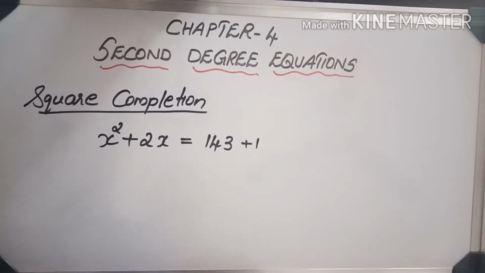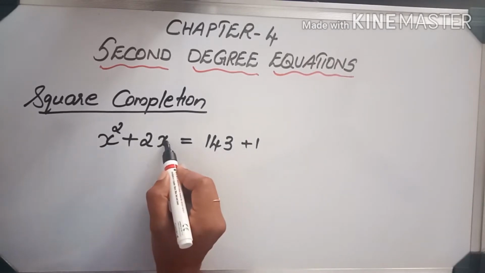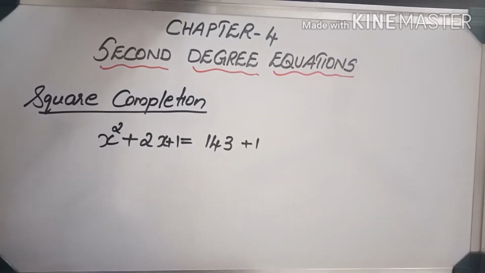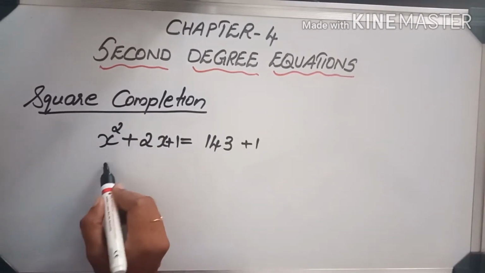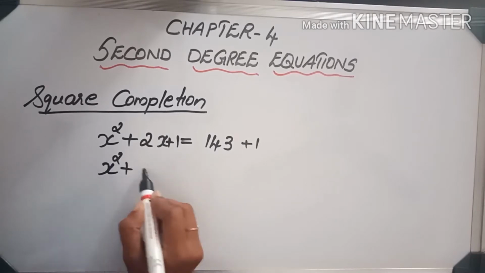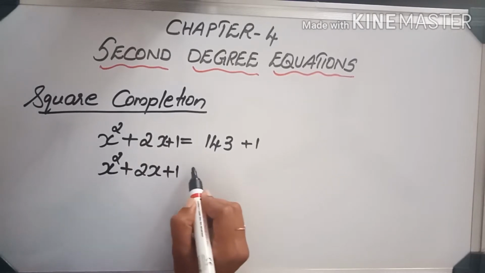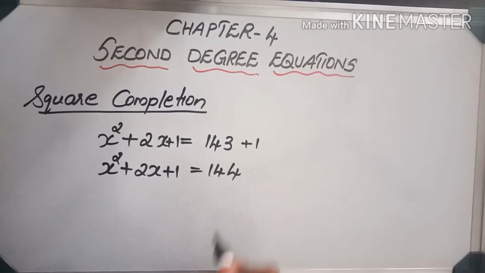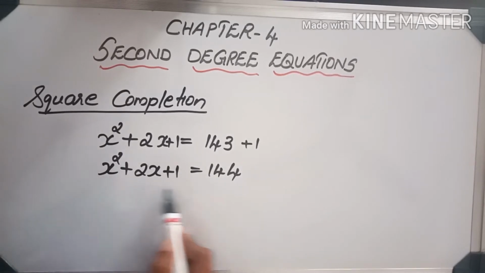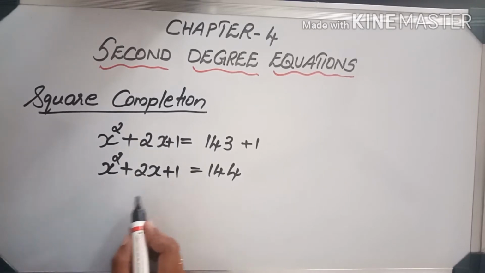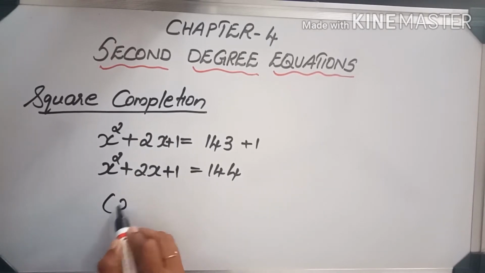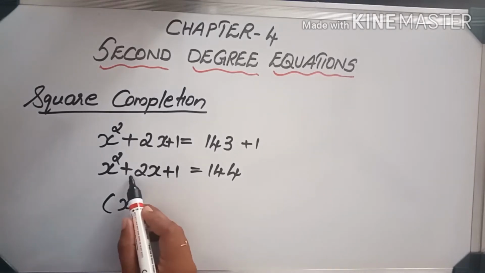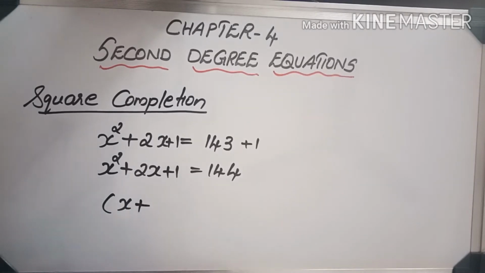If we add plus 1 here, here also we need to add 1. So the answer will be x square plus 2x plus 1 equal to 144. Now 144 is a perfect square. Now, in order to find the value of x, first of all we need to write the simplified form of this. Simplified form means all are positive here, plus here, plus here. So here also it will be a plus number.